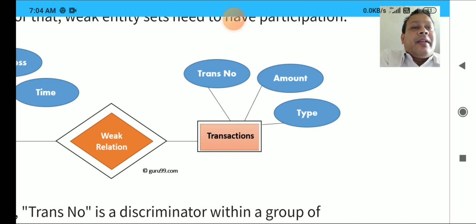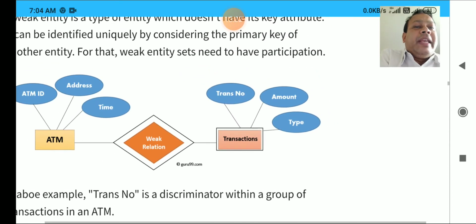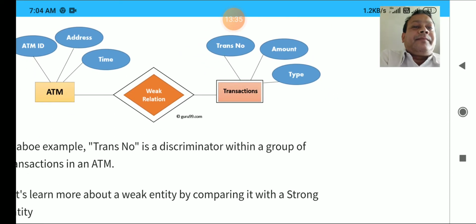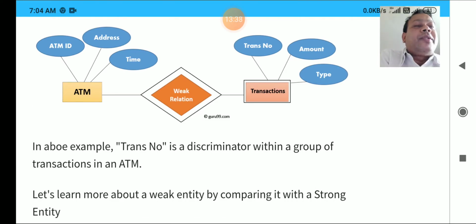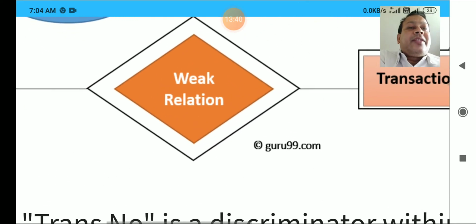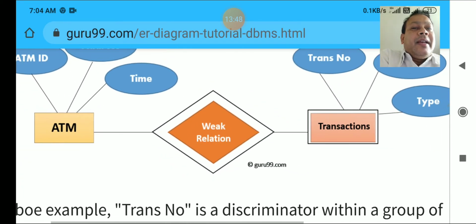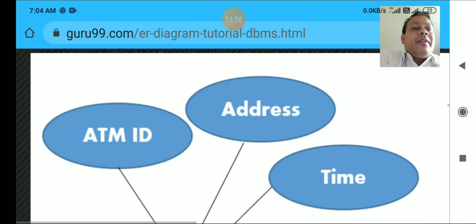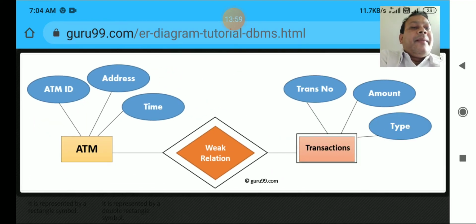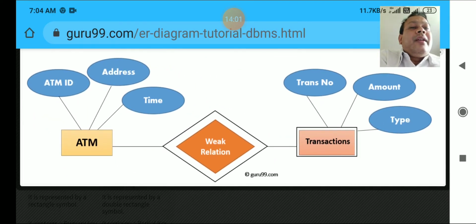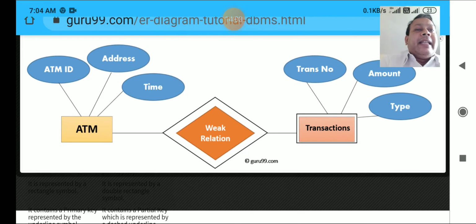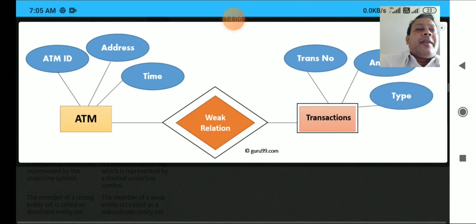So this Transaction is acting as your weak entity, and the relationship between these two is also depicted over here as a weak relation. By using this rhombus shape, you are able to see this is your weak relation, because ATM is one table and Transaction is another table. How are these two tables related? They are weakly related. Clear? Why is it weakly related? Because we don't have a primary key inside this. Clear? So this is all about that.